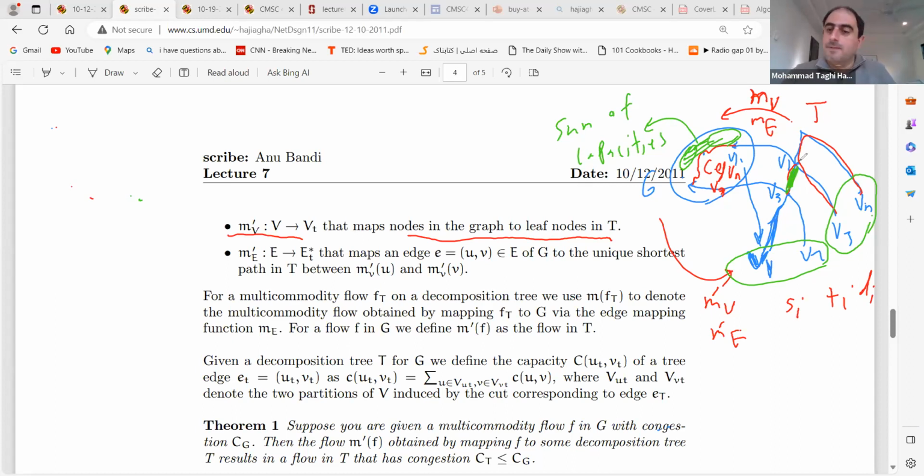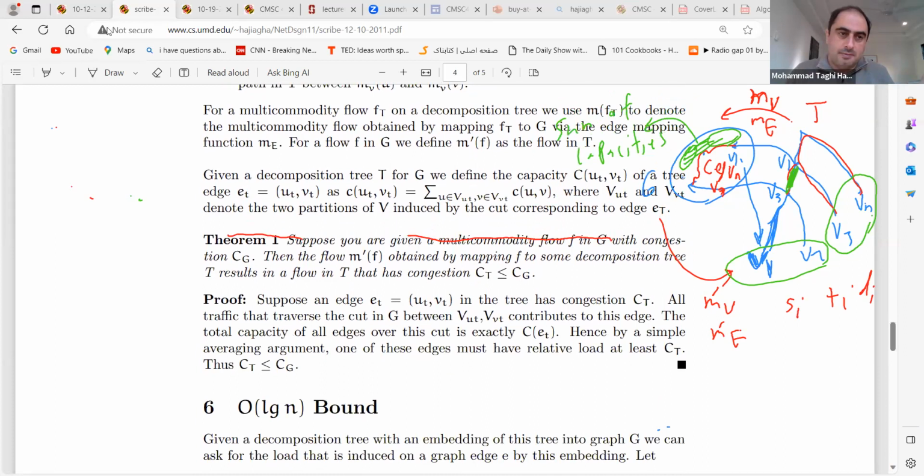Good. So we have defined it, and now we have a mapping from G to T and from T to G, and you can map the flows back and forth, and we know what the capacity is. Now, one thing that we want to prove first is this one. Let me just delete some of this.